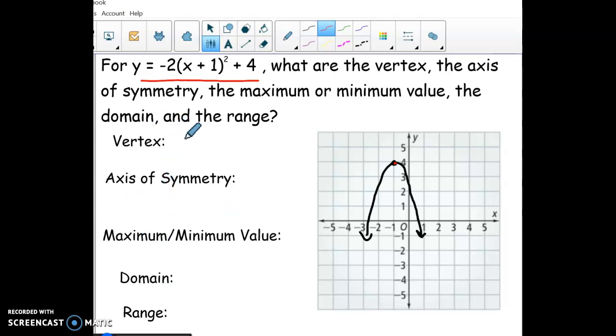So pause the video and see if you can answer those now that we're given the graph, right? We started with the equation, but we make the graph and then see if you can find all of the different things listed here.